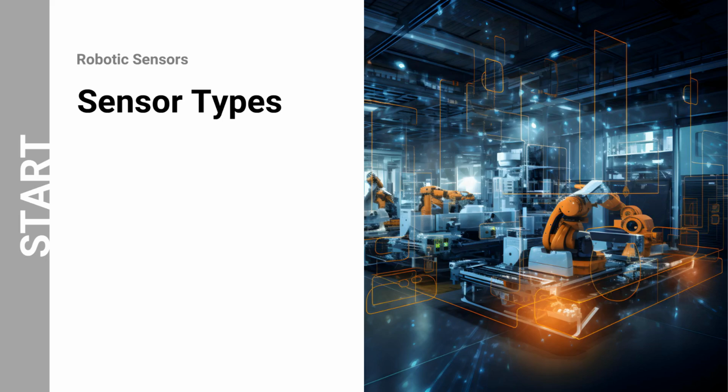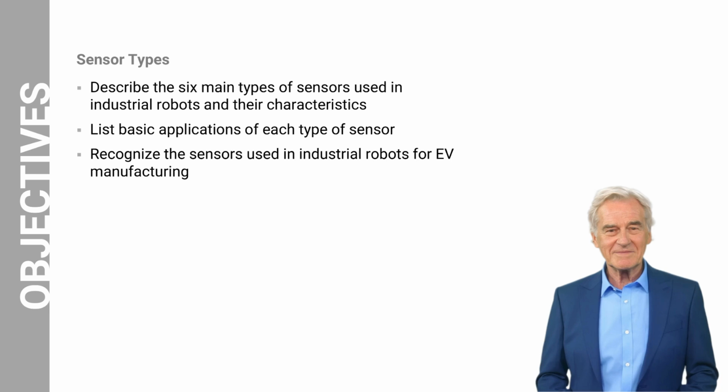Welcome to the lesson on sensor types. Upon completion of this lesson, learners will be able to describe the 6 main types of sensors used in industrial robots and their characteristics, list the basic applications of each type of sensor, and recognize the various sensors used in industrial robots for EV manufacturing.